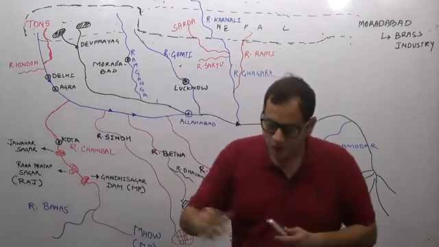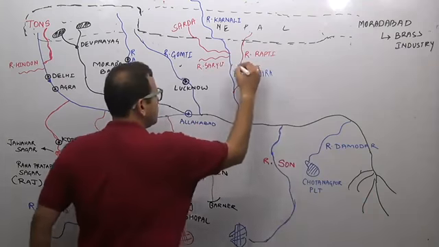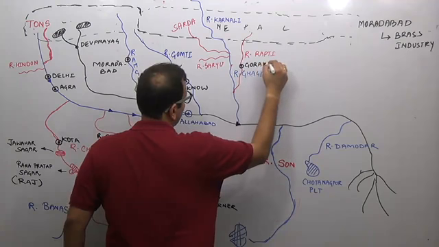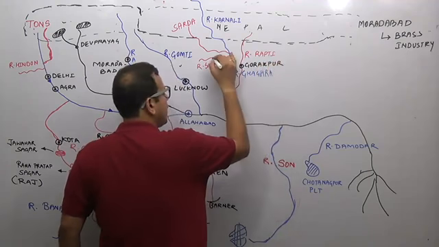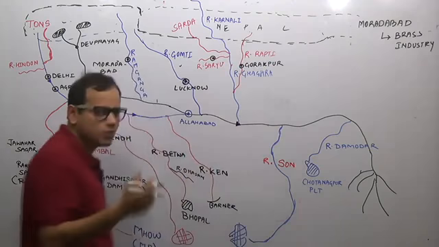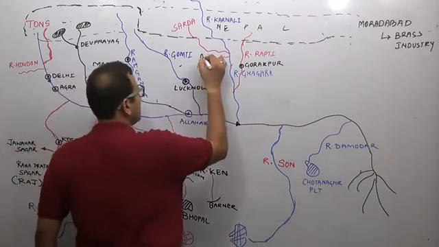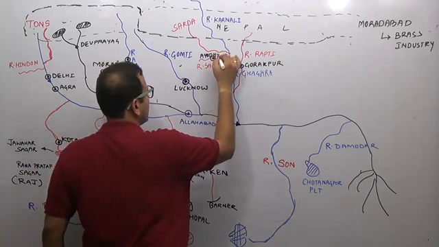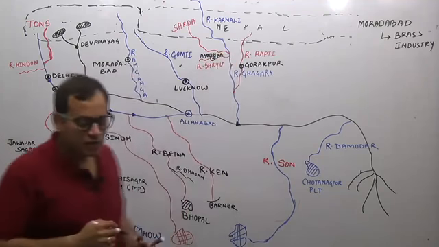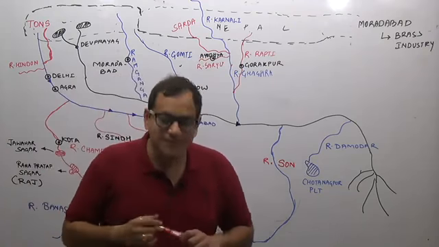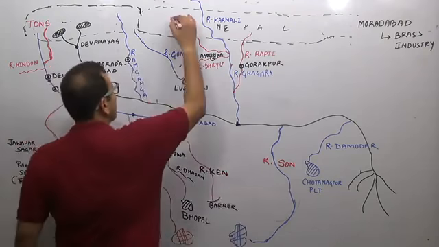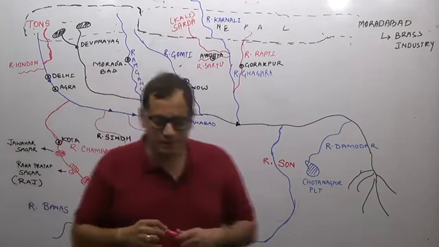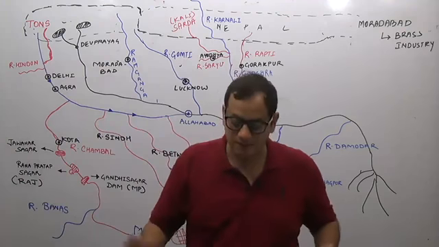On River Rapti is Gorakhpur. And the famous city of Ayodhya is located on River Saryu. Ayodhya is located here, on River Saryu. River Sarda is known as River Kali in Nepal.